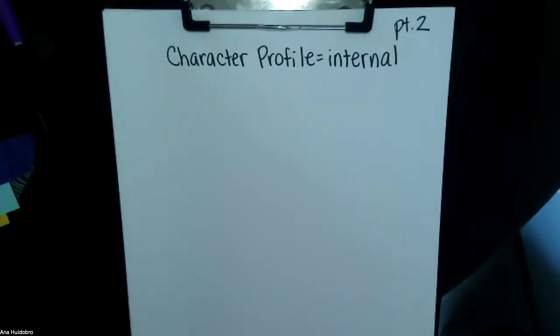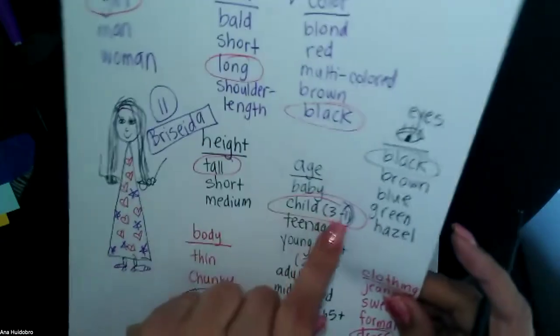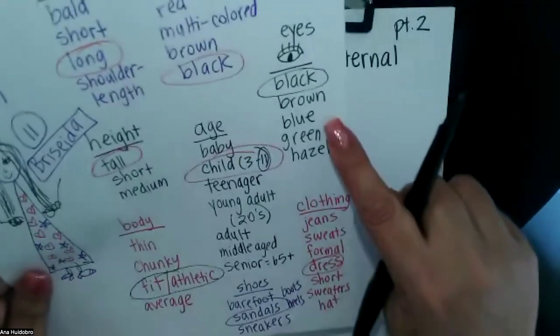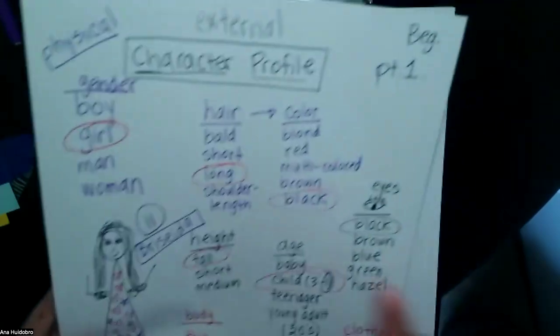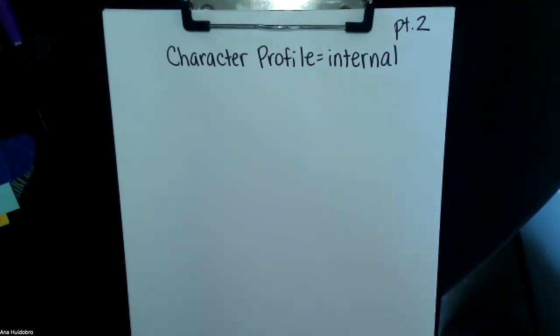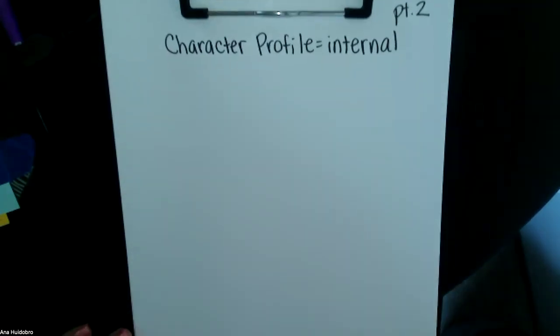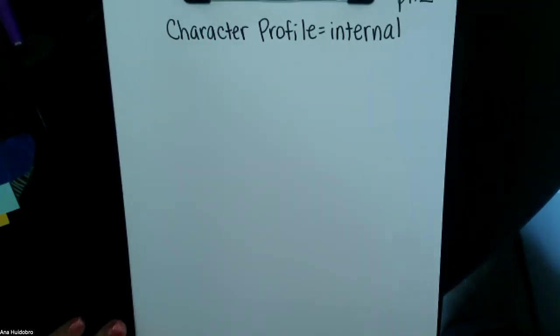Excellent. So my character, who I created last time, is a girl about 11. Her name's Briseida. She's fit and athletic, about 11 years old, with black eyes and long hair. She likes wearing dresses and sandals, very flowery, with big patterns. So that's her external character profile. Now you should have your own. If you don't, you need to go back to part one of the character profile and do that, because you're going to need it for the next assignment as well.